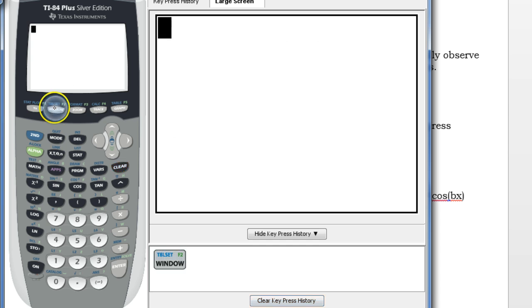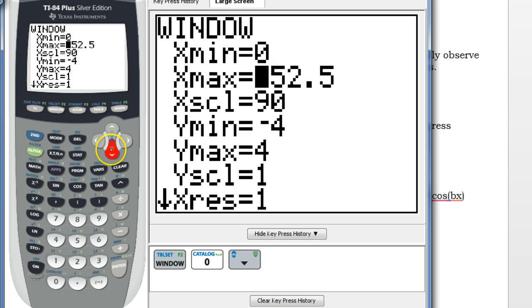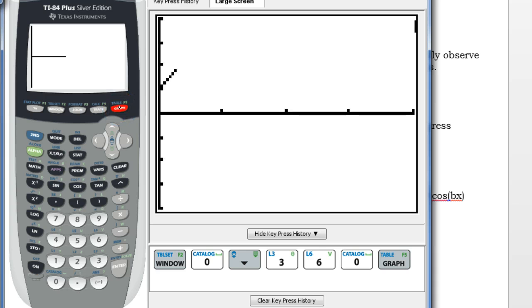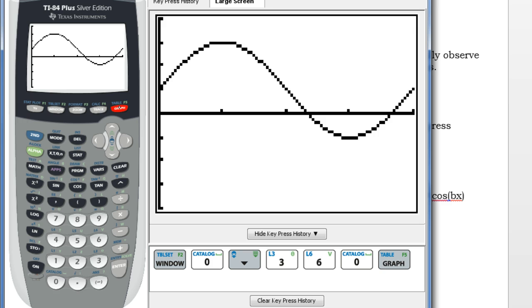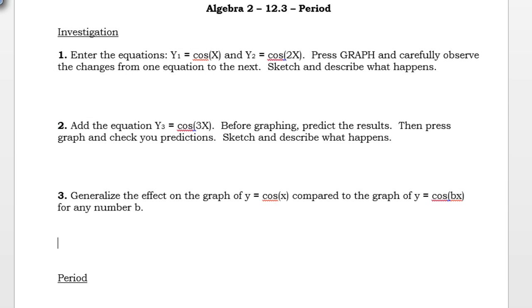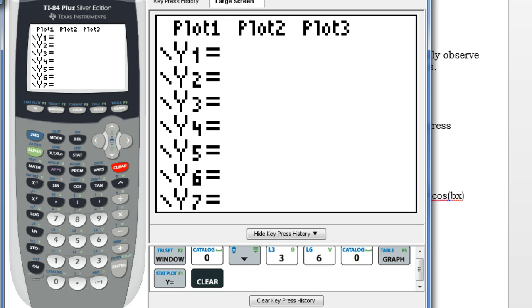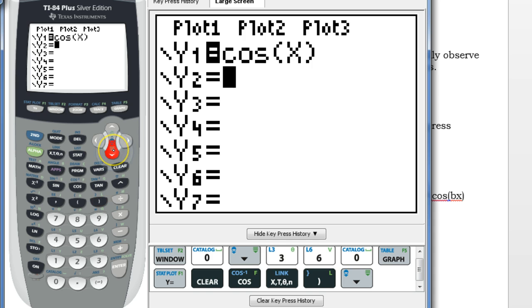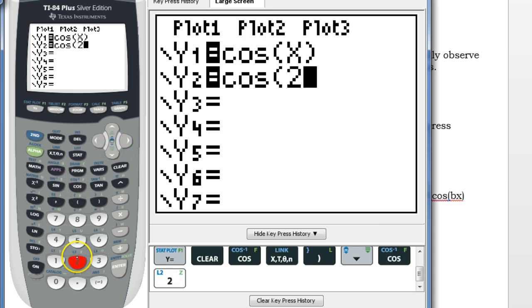I am going to change my window so that we can see a little bit better, but I'm only going to be looking at the positive side of the graph rather than both the negative and the positive. My first equation says put in cosine x and then cosine of 2x. Cosine x is really the same as cosine 1x because we have that invisible 1. And putting a 2 in the parentheses instead of out in front of the parentheses like last time, what do we think will happen now?